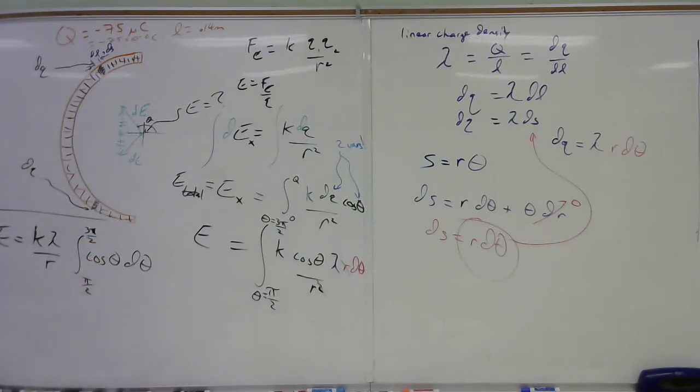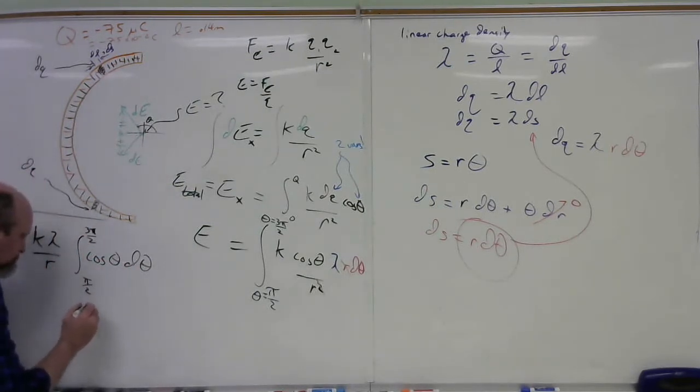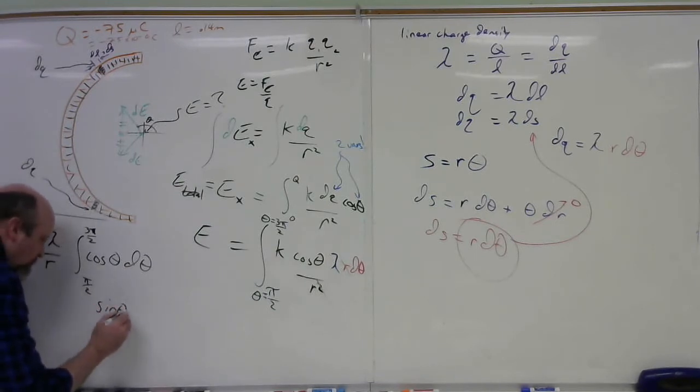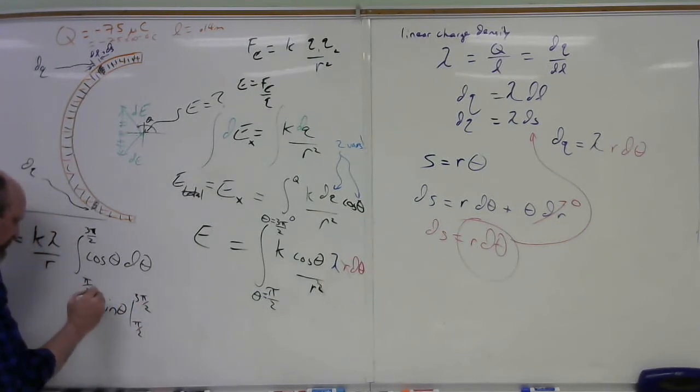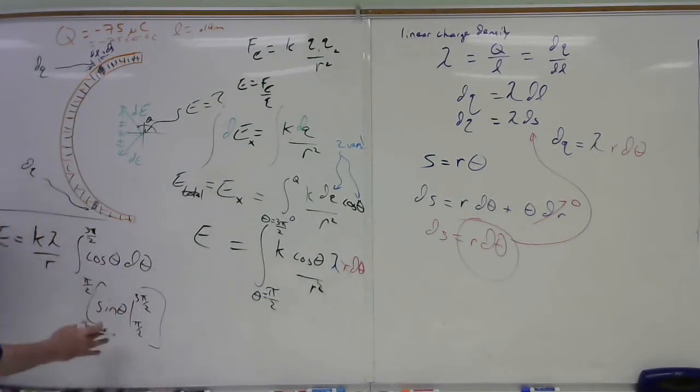Okay. Hey, what's the integral of cosine theta d theta? What will give me cosine as a derivative? Well, the derivative of sine is cosine. So this is going to be sine theta, evaluated from pi over 2 to 3 pi over 2. Right? That's what that integral comes out to be.